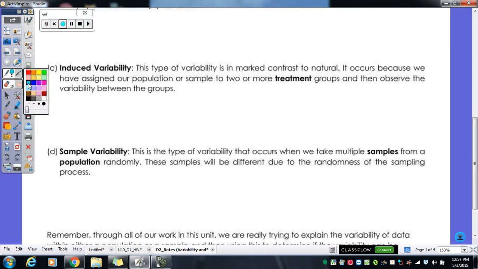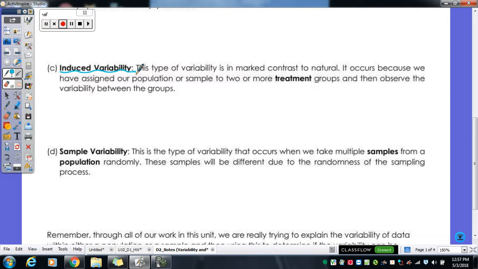Our third type would be induced variability. This type of variability is in marked contrast to the natural because it occurs when people assign populations or samples to 2 different groups. So you have actually created the differences in those groups. For example, if you're trying to test to see if a new drug actually does what you want it to do, you create 2 groups. One group gets the drug, the other one gets what they call a placebo, and you see if it actually does what you want it to do.